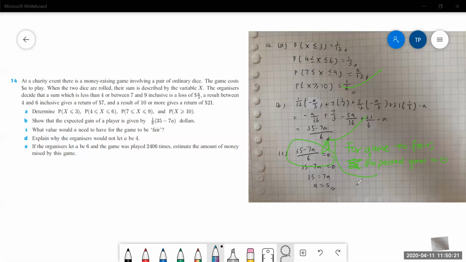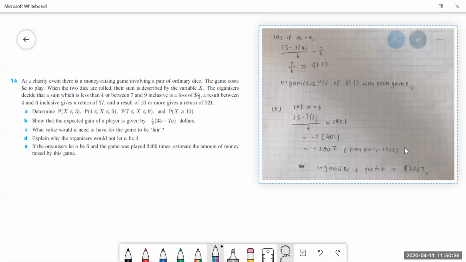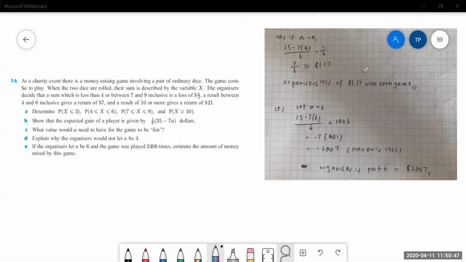Explain why the organizers will not let A be equal to 4. Then let's take a look at the next picture. Because if A is 4, organizers will make a loss. Yes, precisely. Very good. And no one wants to go into a loss. Part 5: if the organizers let A be equal to 6 and the game was played 2,406 times, estimate the amount of money raised by this game.